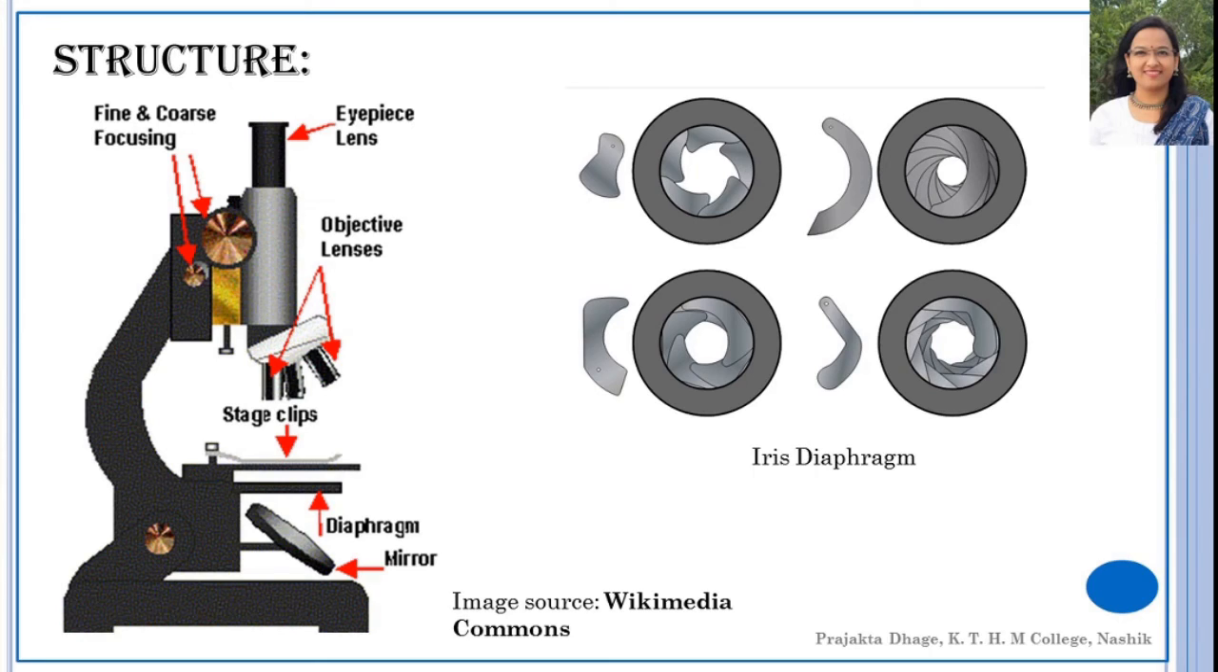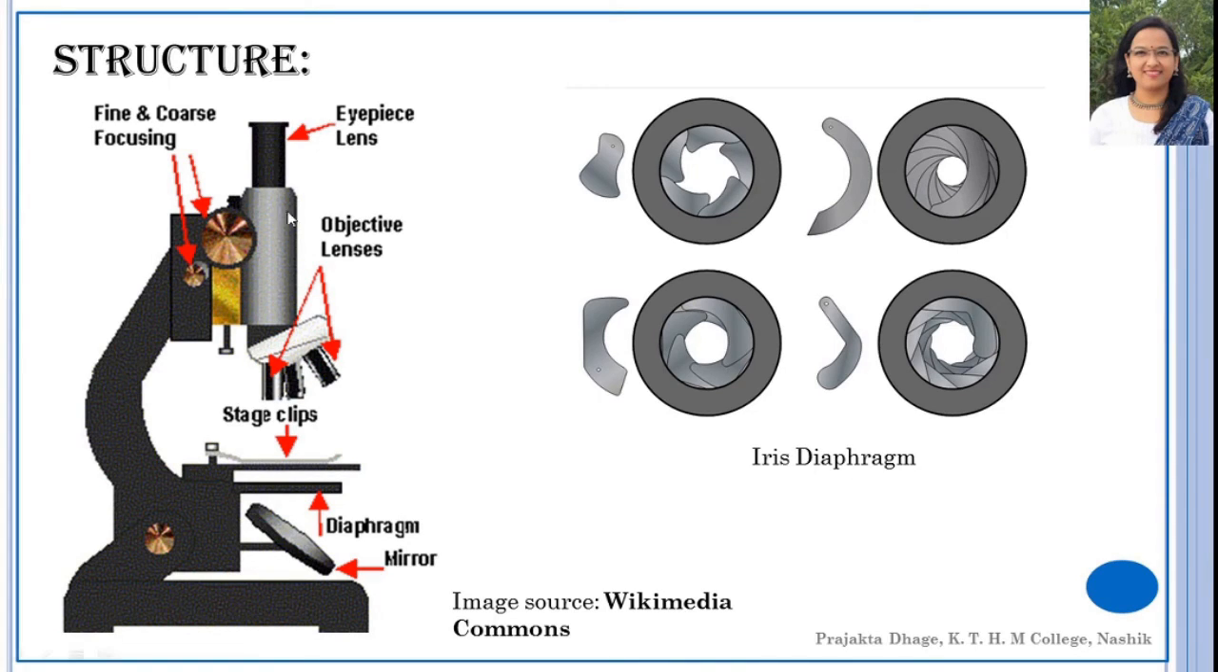Let's talk about the nose piece and the objective. The nose piece is a concavo-convex circular disc attached to the lower end of the body tube. The nose piece or nose plate is attached to the body in such a way that it can easily rotate on its axis or point of attachment.